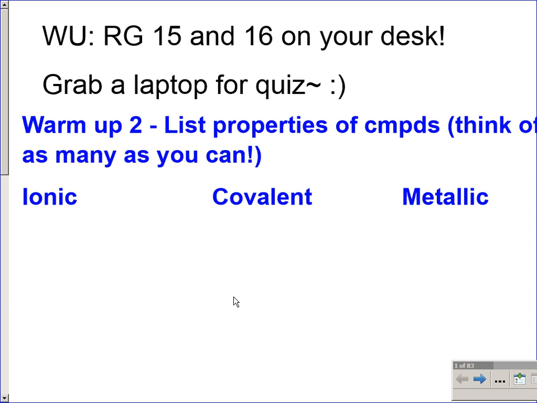Good. Will you guys go ahead and log on to Socrative while we're waiting? If you don't remember, Socrative is just like it sounds, Socrative.com.